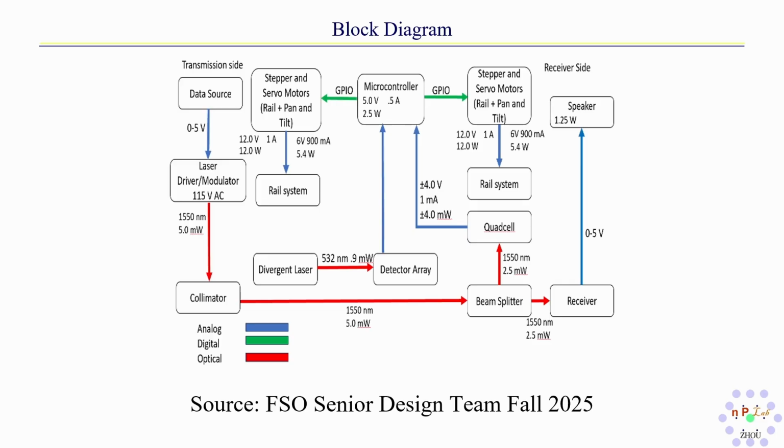Alright, this is our block diagram. We sourced this from the past FSO senior design team in the fall because we're using the same system. We have our transmission side and our receiver side. If you look, these arrows are different colors because each is a different type of information. We have analog, digital, and optical, being blue, green, and red respectively.